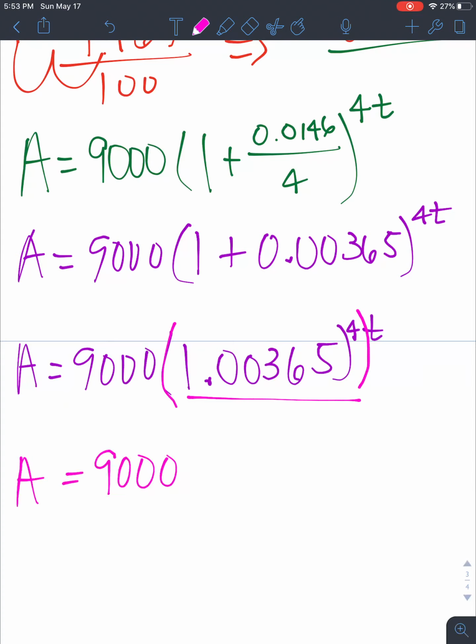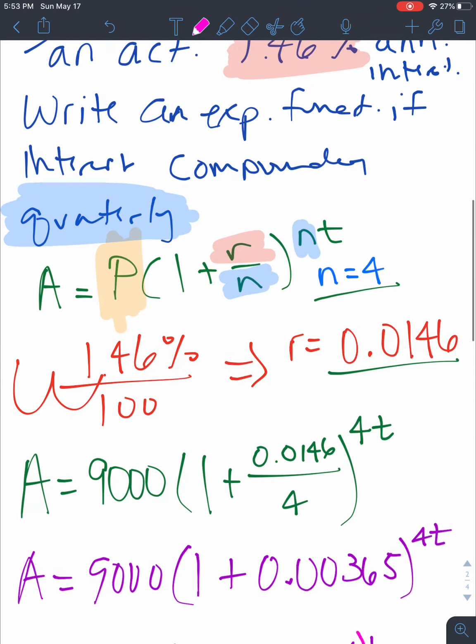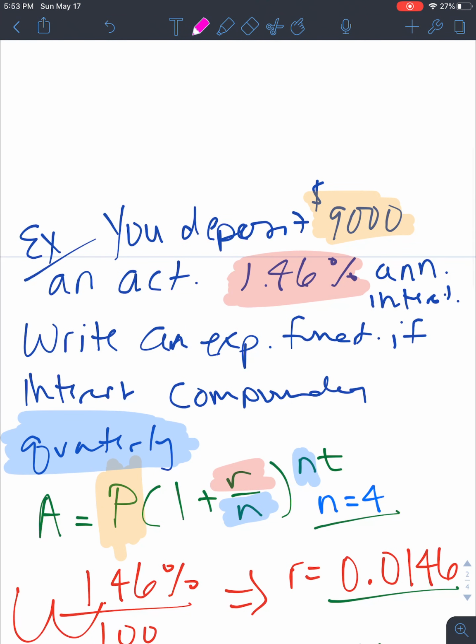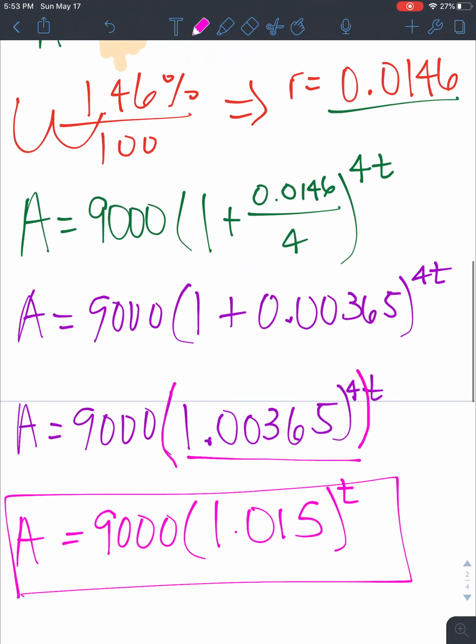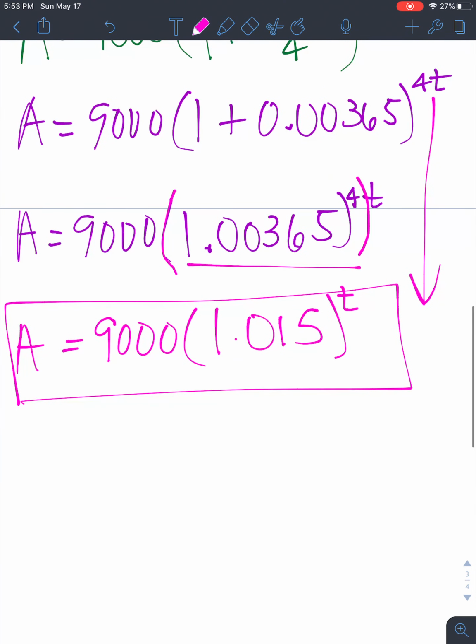So now, when I do that, I get 9,000 times 1.015 to the t. All right? So there you have it. That's how you write a compound interest problem. All right, so all you do is identify each of the different pieces, right? You identify what the P is, what the R is, what the N is. And then after you've done that, plug them into your formula, which is what we did here in this green step, and then we just simplify it down, okay?